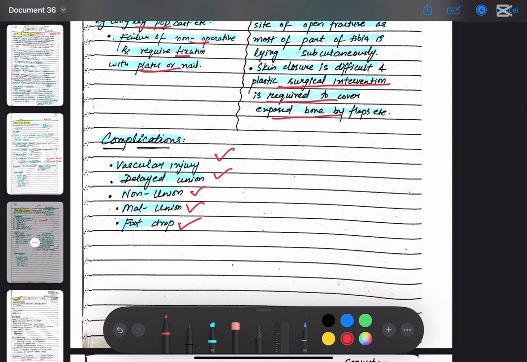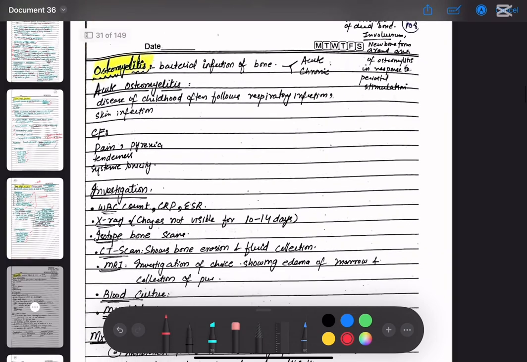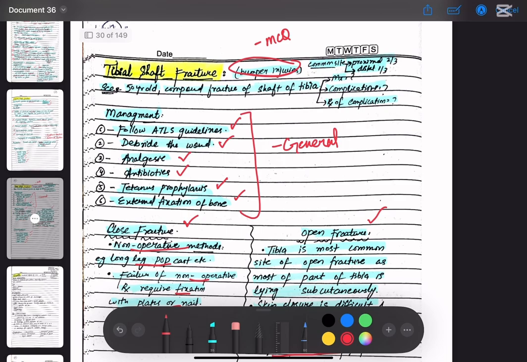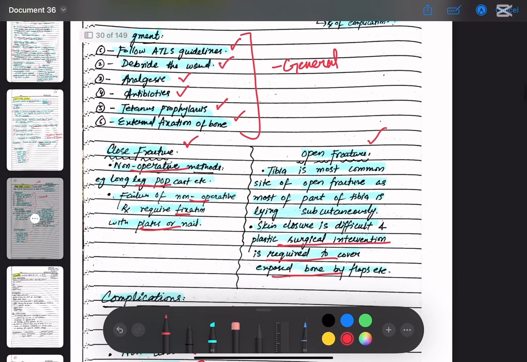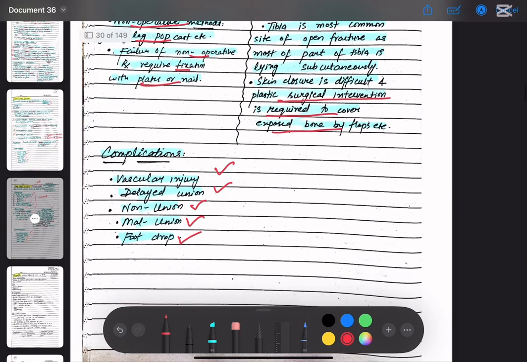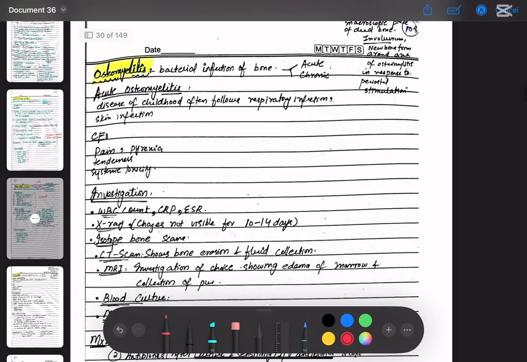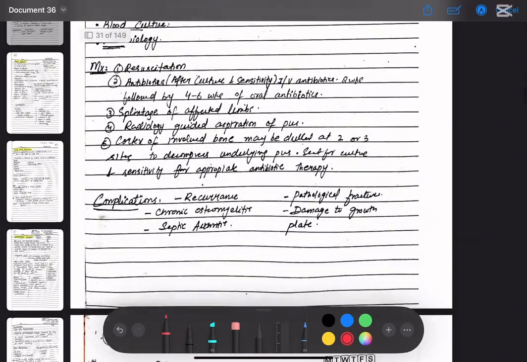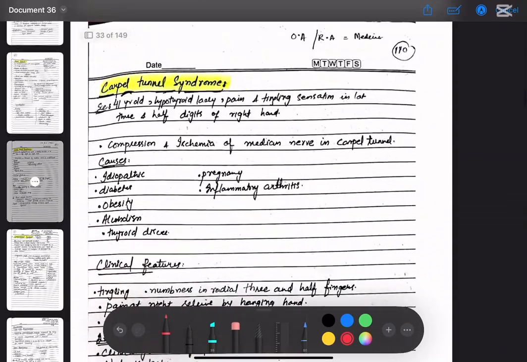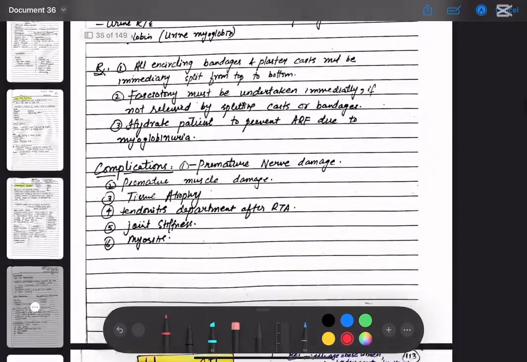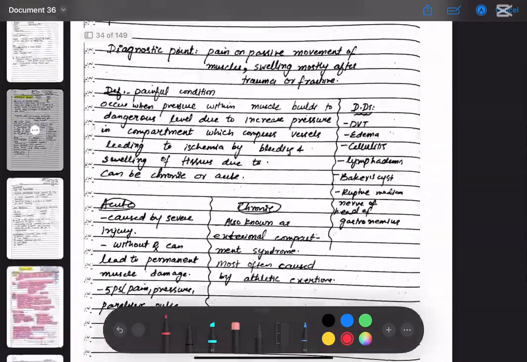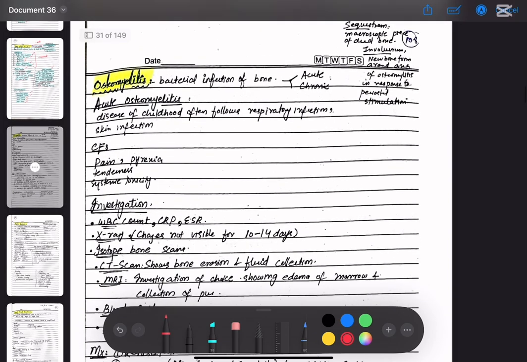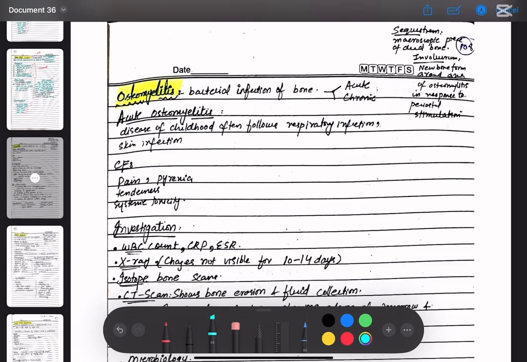Okay. Now the next topic is osteomyelitis. Let's revise this: tibial fracture, we have discussed the management options for both closed and open fracture, and then the complications. Now coming towards the next topic, that is osteomyelitis, septic arthritis, carpal tunnel syndrome, and compartment syndrome. These are the topics that are remaining, and these are very important and common topics that are asked in the examination. So coming towards the next topic, that is osteomyelitis.